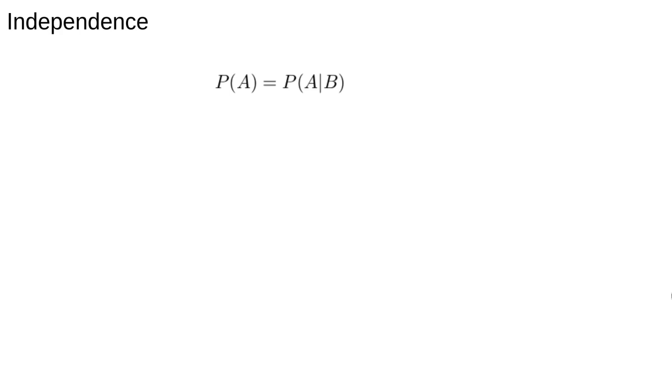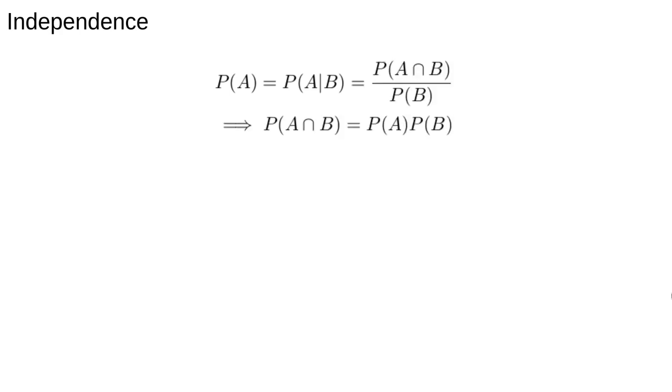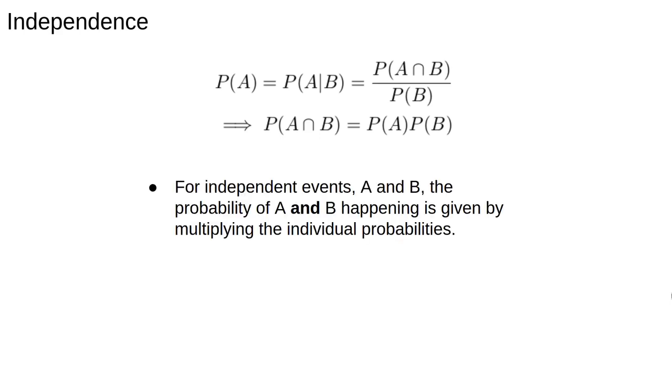Using the previous equation for conditional probability, when events A and B are independent, the probability of A is equal to the probability of A given B. We sub in the definition of conditional probability, and rearranging the terms, we find that the probability of A and B happening is given by the product of the probability of A and the probability of B. Basically, if A and B are independent, the probability of A and B happening is given by multiplying the individual probabilities.